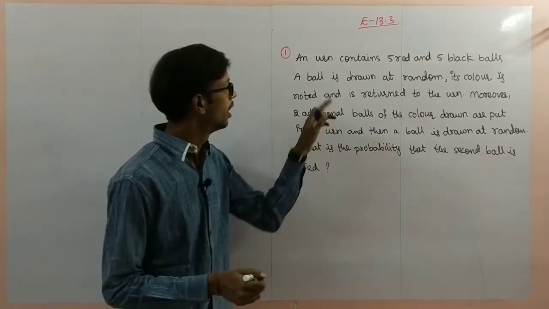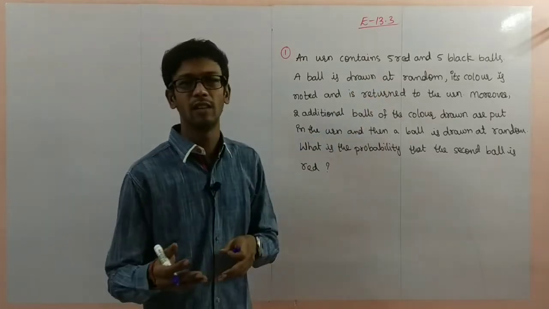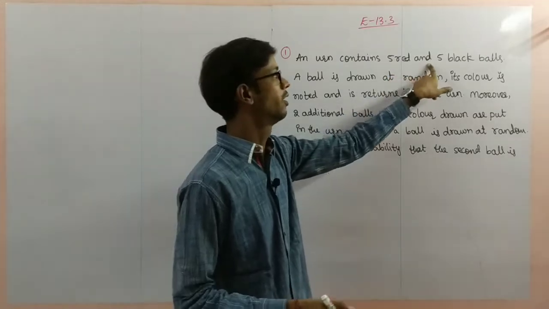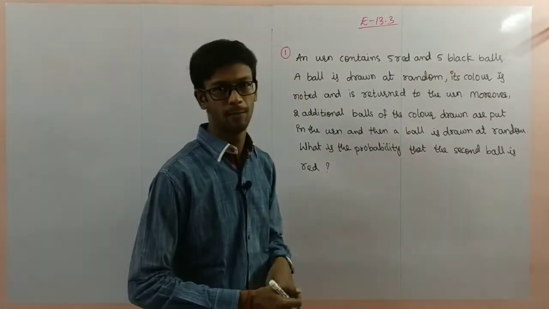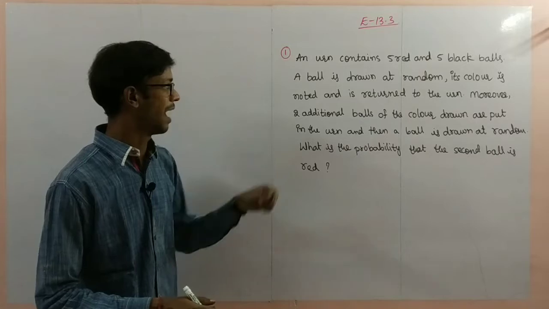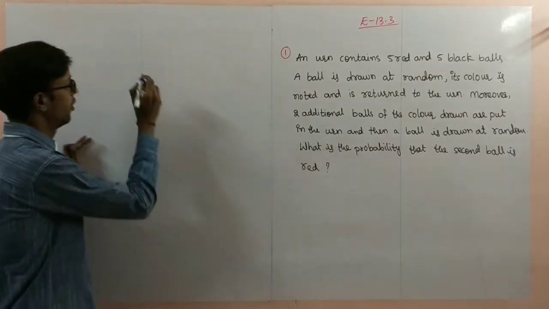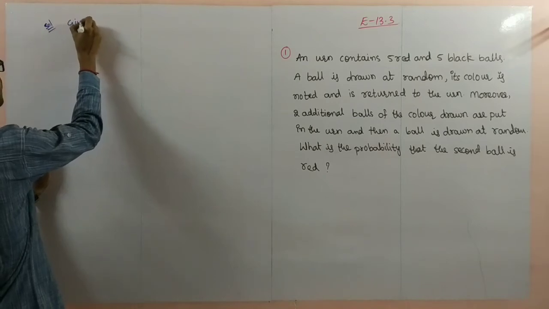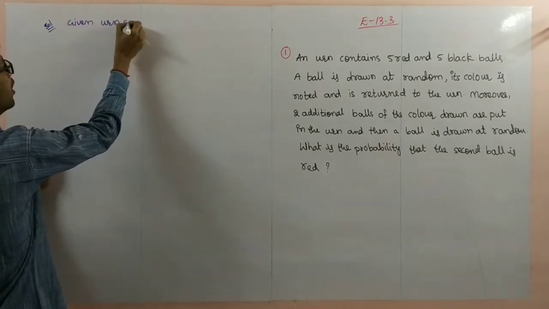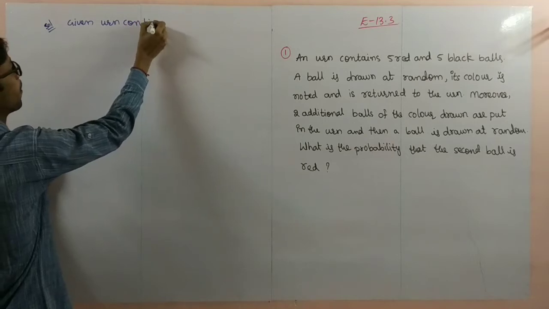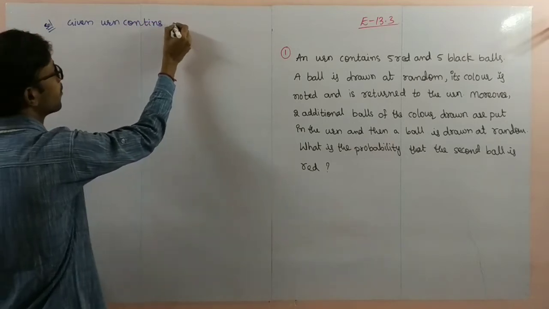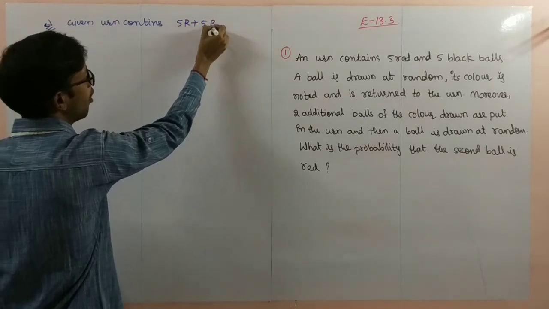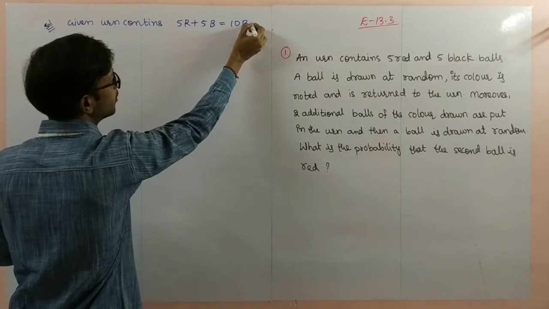Here you observe, an urn contains, urn is nothing but a bag. A bag contains 5 red balls and 5 black balls. I'll write first of all what is given. Solution. Given, urn contains 5 red balls and 5 black balls, equal to 10 balls.